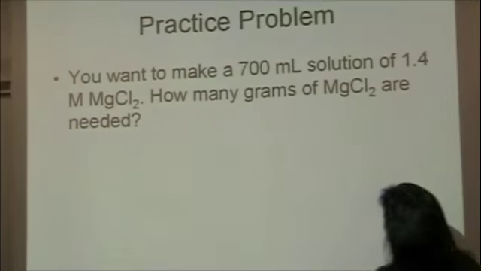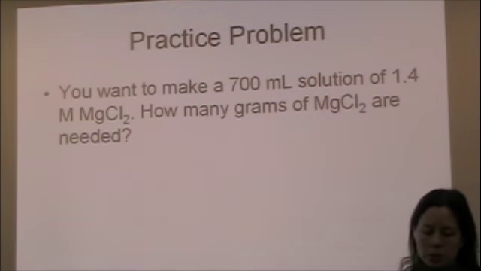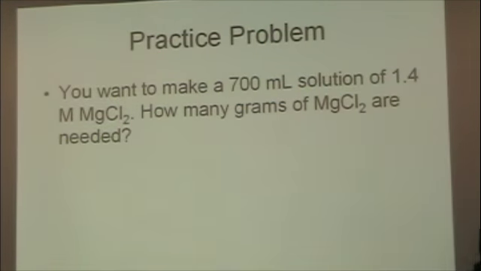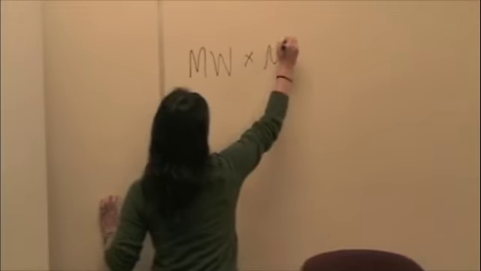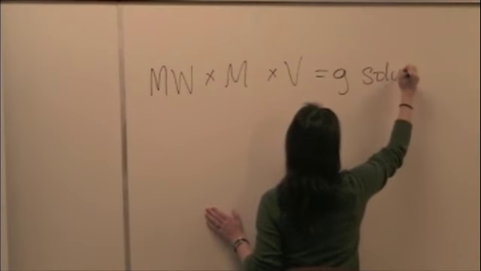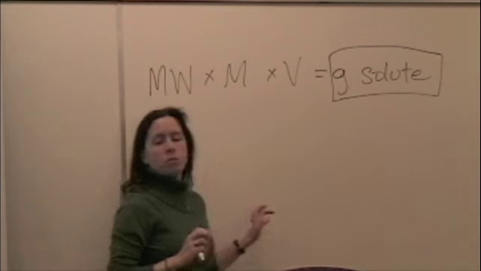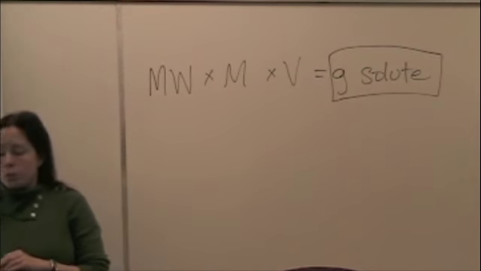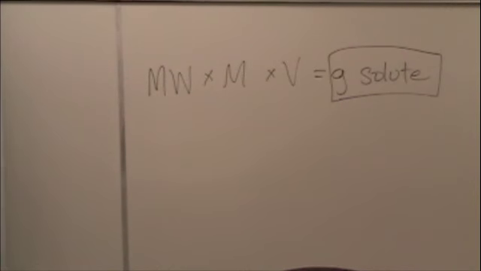Okay, you want to make a 700 milliliter solution of 1.4 molar magnesium chloride. How many grams of magnesium chloride are needed? So let's put the equation on the board. We have molecular weight times molarity times the volume equals grams of solute. And in this case, we're trying to figure out the grams of solute, so we don't need to rearrange anything. The first thing we're going to do is figure out what the molecular weight of magnesium chloride is.